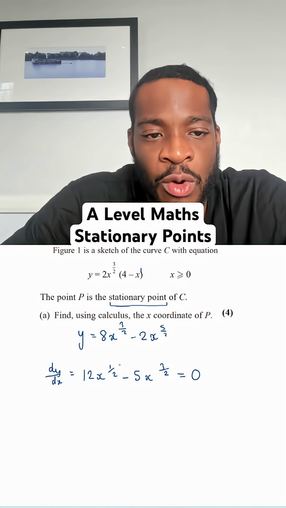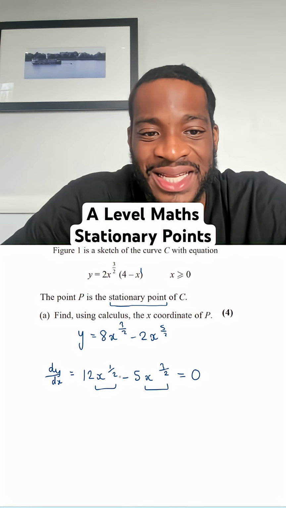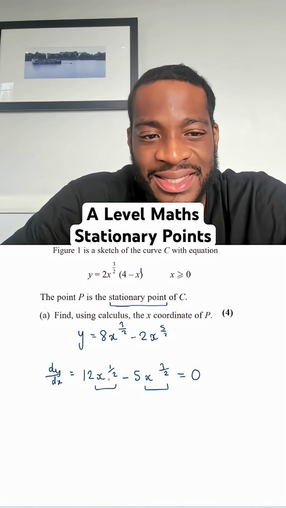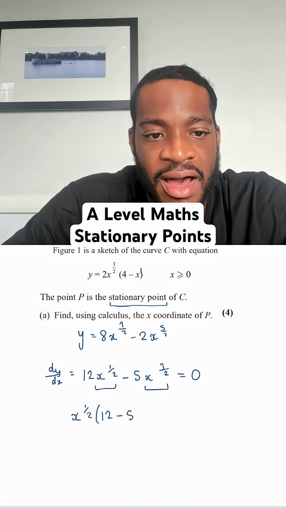How do we solve this? Well, what I like to do is find a common factor. I've got x's here. We can take out an x term, right? And we can take out x to the power of a half, can't we? Because that's the smaller one. So it's going to be x to the half outside, and then 12, and then minus 5, and then x.